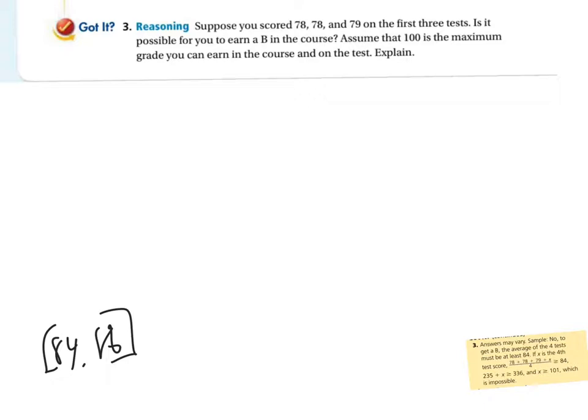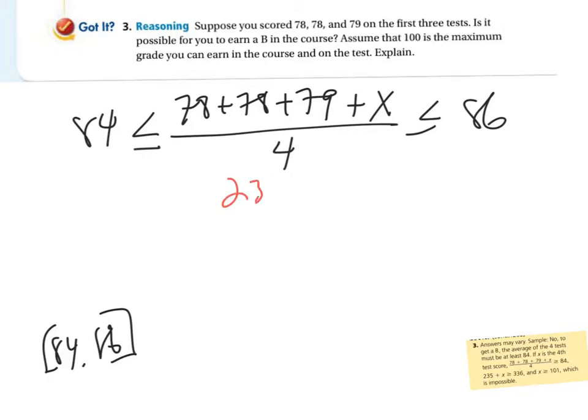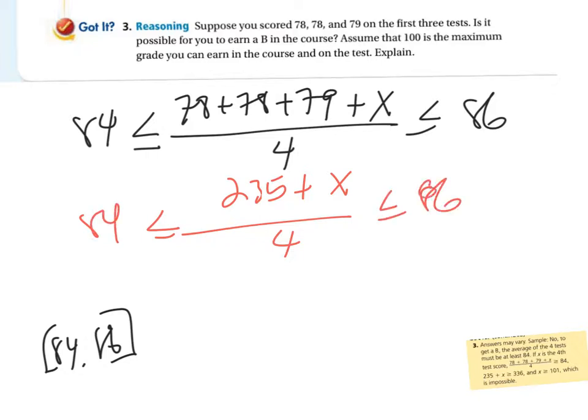So we have my 78, right? So I have a 78 plus my 78 plus my 79 plus my unknown x divided by 4. That's how you get the average. Has to be between 84 and 86. That's going to give us 235 plus our x divided by 4, less than or equal to 86. There we go. So it's between 84 and 86 again.